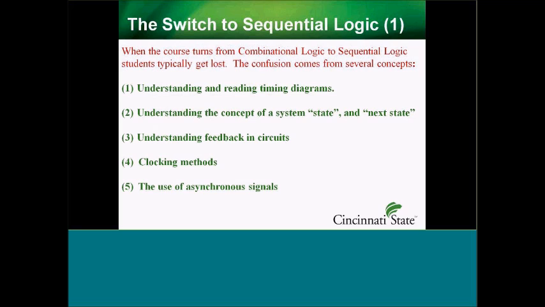Fourth, clocking methods. One of the things you have is different ways that circuits are clocked: edge triggered, level triggered, positive edge, negative edge, all kinds of things with clocks. And the fact that if the clock doesn't go, then nothing happens. And they have a hard time with that.